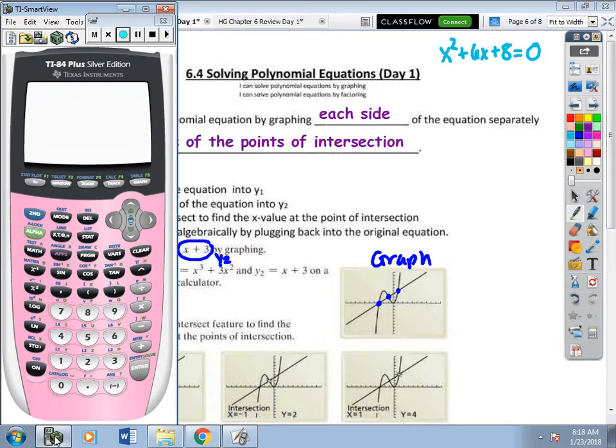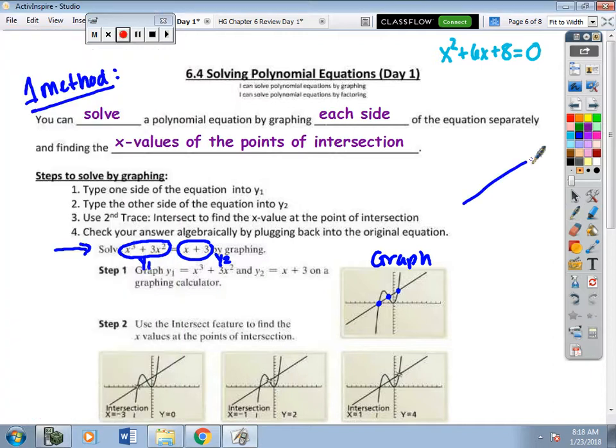Now we've used the second trace button a ton of times. So when you press second trace, we've done the zero, we've done the minimum, we've done the maximum. We have not done the intersect, I don't think. So yes we did. Back in chapter, I think 2, when we did linear systems and we graphed them, we would graph one line, graph the other line, and do intersect. Okay? So that's what we're going to be doing. We're going to be choosing the intersect feature.